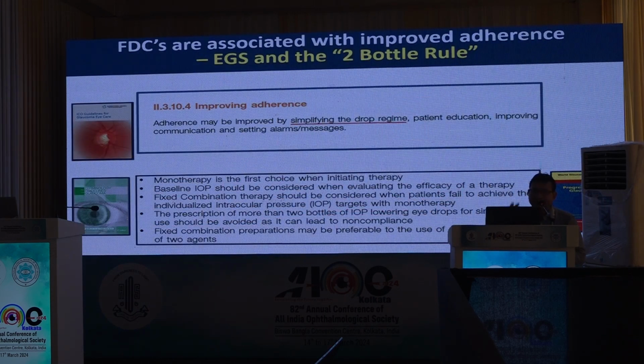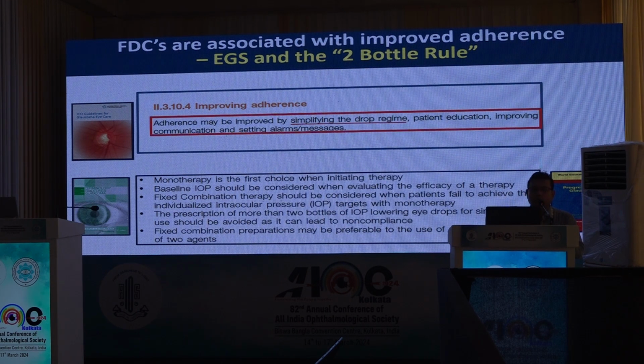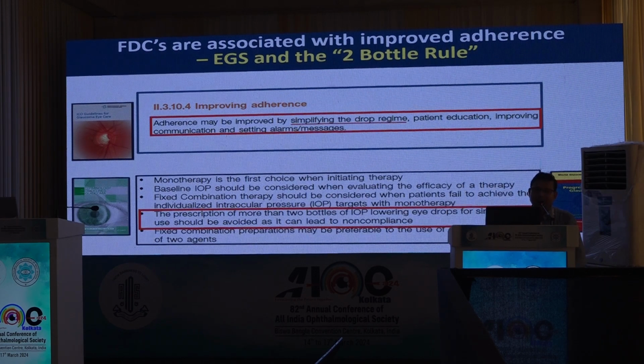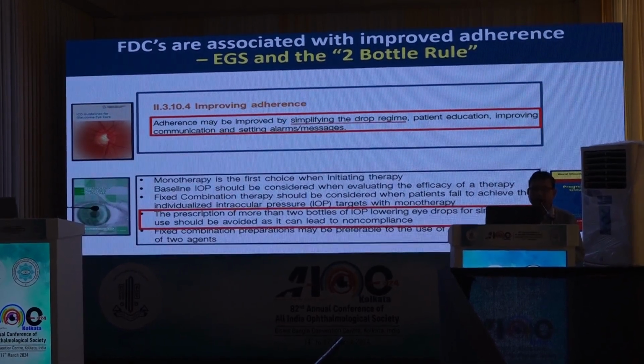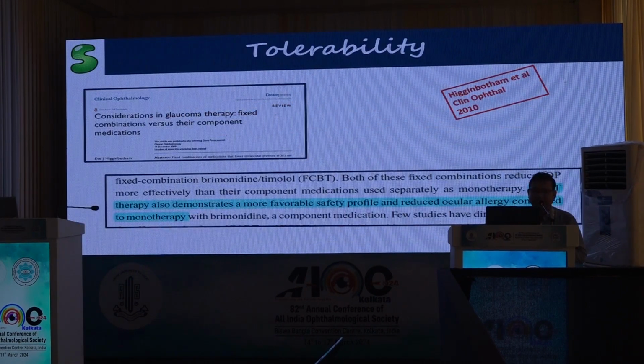So FDCs are associated with improved adherence, and the EGS prescribes the 2-bottle rule. In fact, the EGS says that adherence may be improved by simplifying the drop regimen. And the best way to simplify it is if you use FDCs. So the prescription of more than 2 bottles of IOP lowering eye drops for simultaneous use should be avoided, as it can lead to non-compliance. Now, these issues are very common.